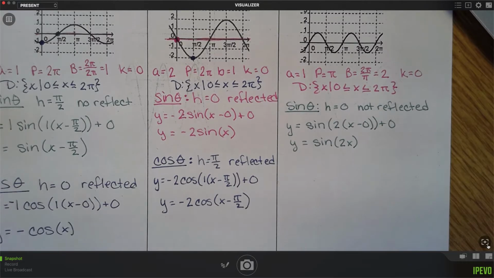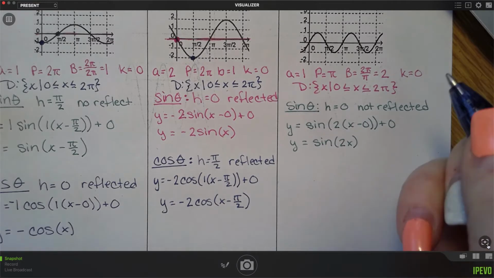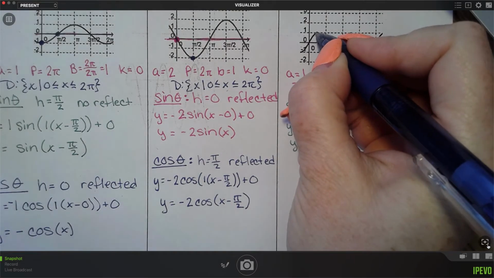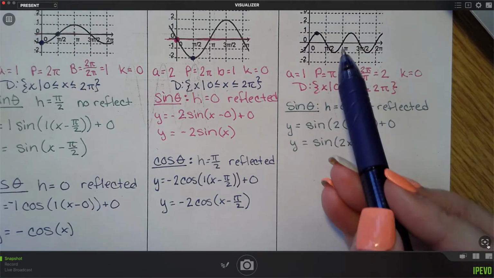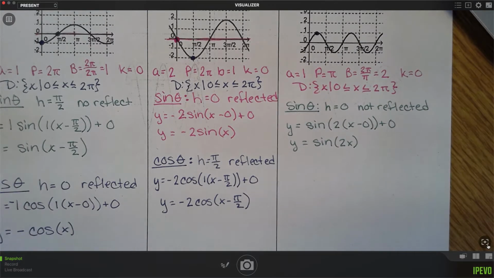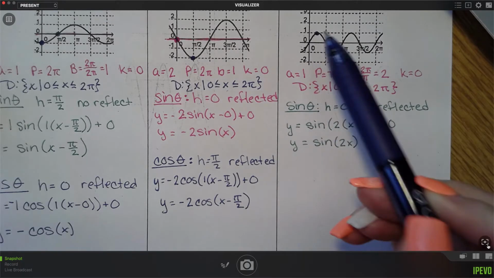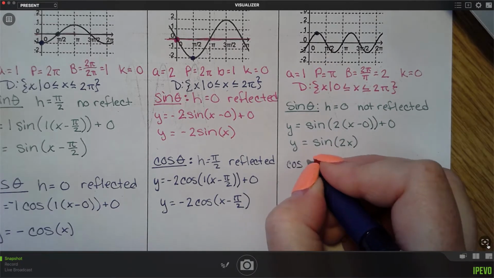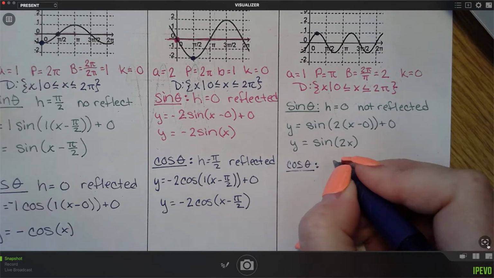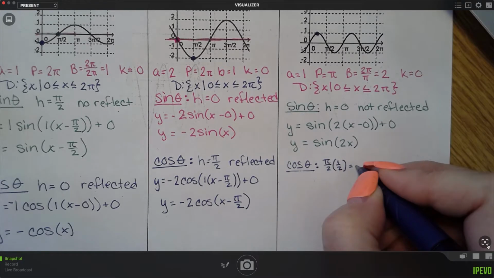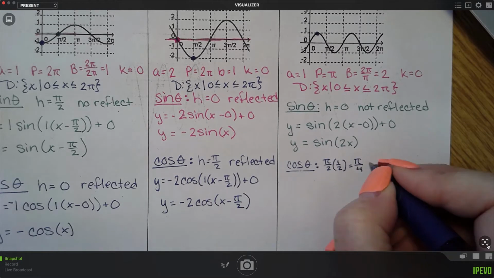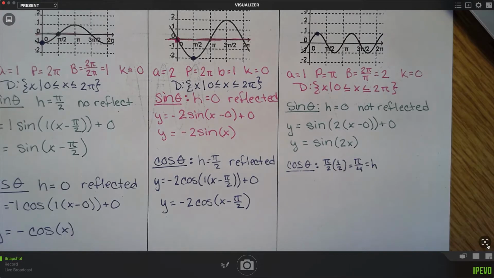I don't understand how to find h for cosine. Okay, so h for cosine is going to be right here, isn't it? Right there. We know that everything is cut into equal parts, right? So if this is pi over 2, this is going to be half of pi over 2, yes? So for cosine, we're going to have pi over 2 times a half, which is pi over 4 for your h. I was just showing you how I got it. If you just put pi over 4, I'm good with that.